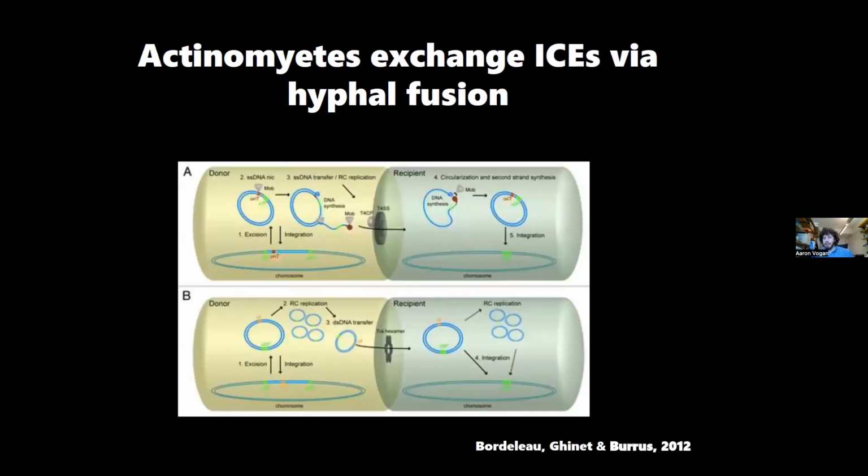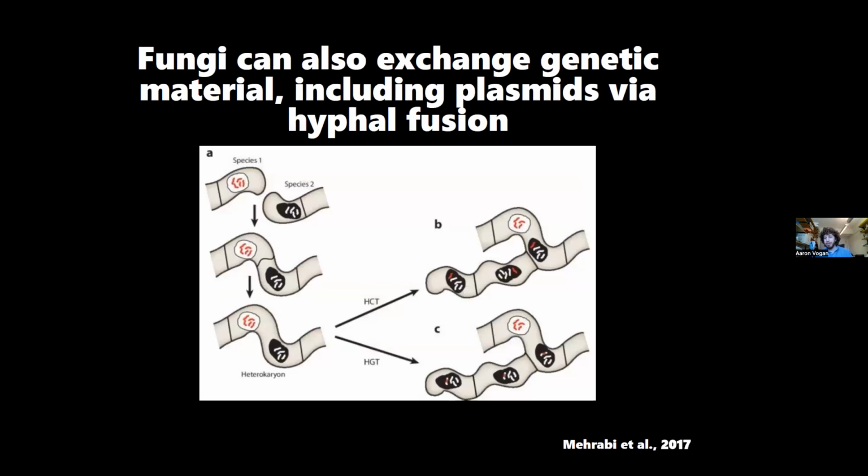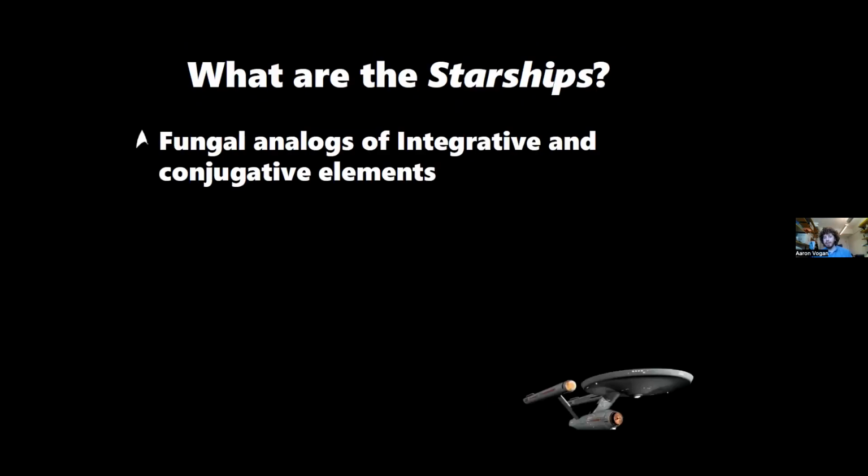But if you look at other types of bacteria, and specifically actinomycetes, which are the filamentous bacteria, they don't make this pilus structure. They actually exchange their ICEs with hyphal fusion. And of course, fungi have hyphae, and fungi do hyphal fusion. And actually, we already know that fungal hyphae can exchange plasmids through fusion, and even whole chromosomes through fusion. So the model here is that the starships are really fungal analogs of these bacterial integrative and conjugative elements, and that their role is really to trade genes among unrelated strains in very much the same way that bacteria use HGT to adapt to their environment.